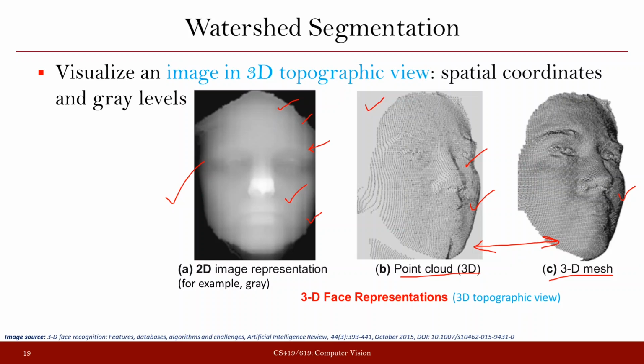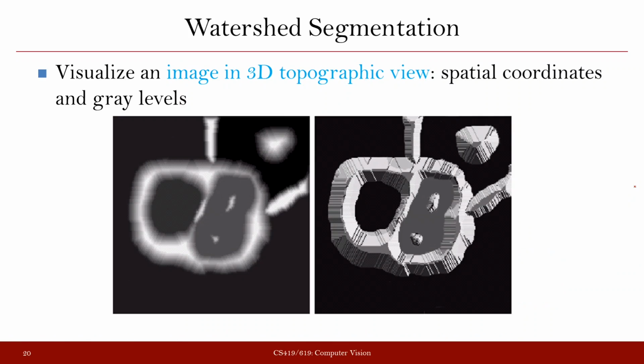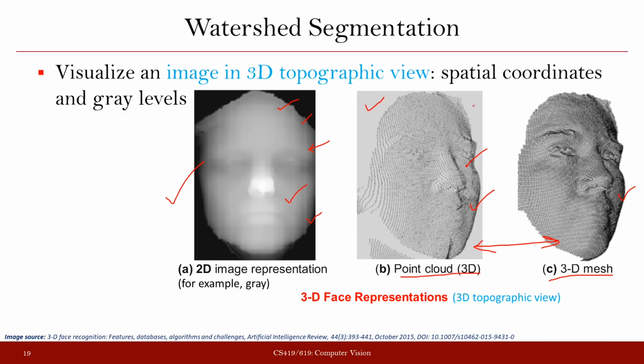Or if you compare this with the natural watershed, whatever height a particular point had in the natural watershed, that height is going to be represented here with the help of the gray values. So when we are visualizing our 2D images, we can have a visualization in terms of a 3D topographic view. Whatever we had here, you can consider this or this as a 3D topographic view.